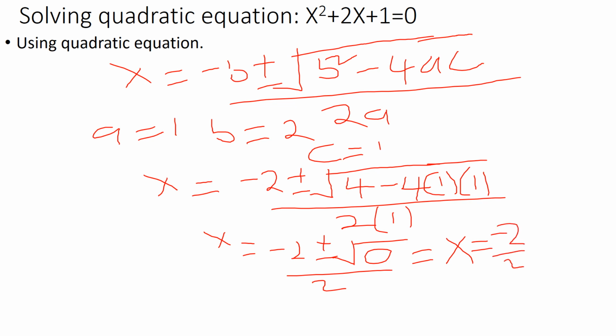So our x is equal to minus 2 divided by 2 plus or minus the square root of 0 divided by 2, which is 0. So in this case we will have x equals negative 1. We can also say it is a perfect square, so that's why we have that.